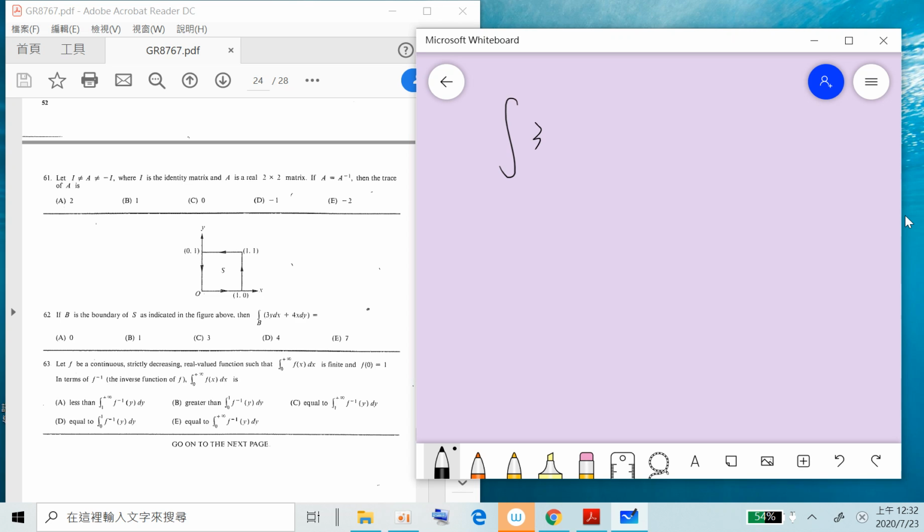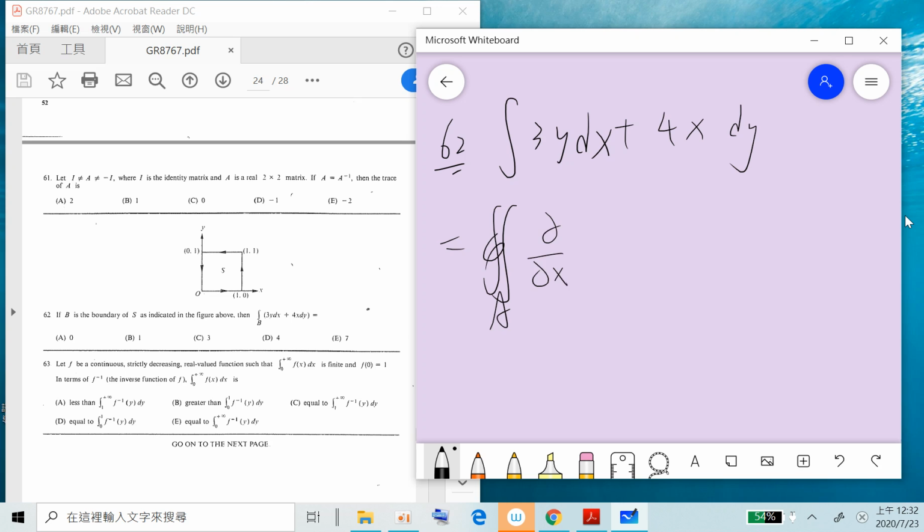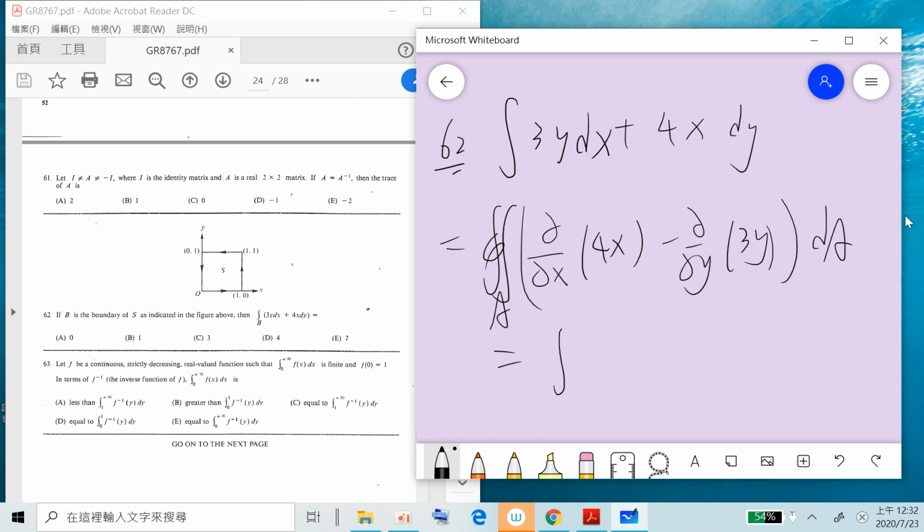Okay, so 3y dx, this is 62. B, just a square. Okay, so 3y dx plus 4x dy. So this is area, 3y dA. So this is dA, it's just the area, and it's counterclockwise. So the answer is 1. Answer is B. Okay, simple.